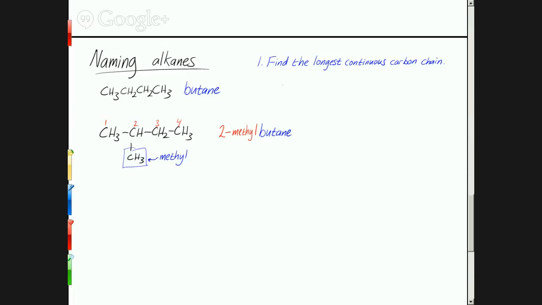So the butane comes from the 4 carbons in the continuous chain. Then we have this extra carbon hanging off there. It's just 1, so it's called methyl. And it's coming off of the second carbon, so it's 2-methylbutane. The 2 comes from the second carbon, and the methyl comes from that it's methyl.